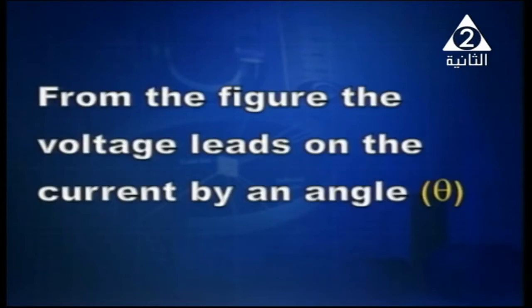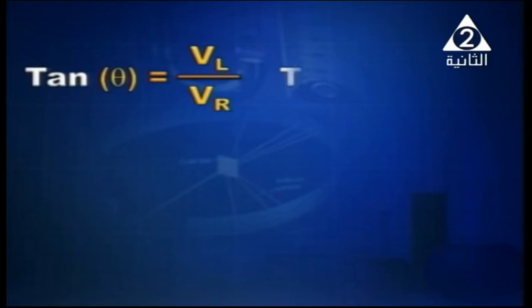From the figure, the voltage leads the current by an angle theta. The previous figure shows that the voltage leads by an angle theta. If we want to determine the value of theta, tan theta equals VL over VR. Tan is opposite over adjacent, VL over VR.